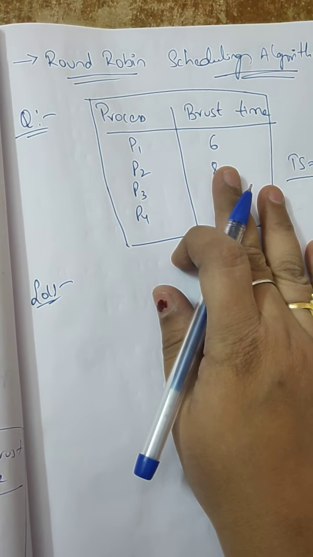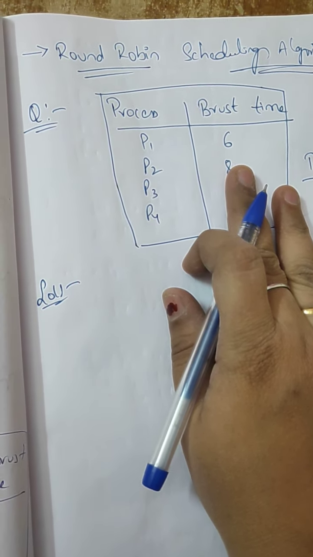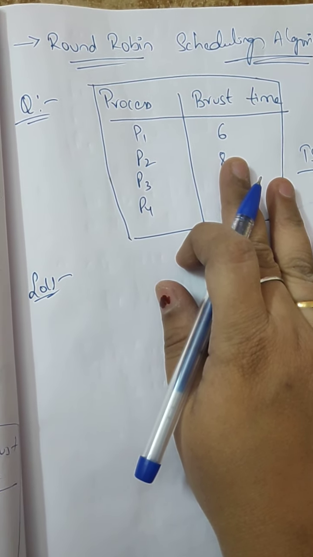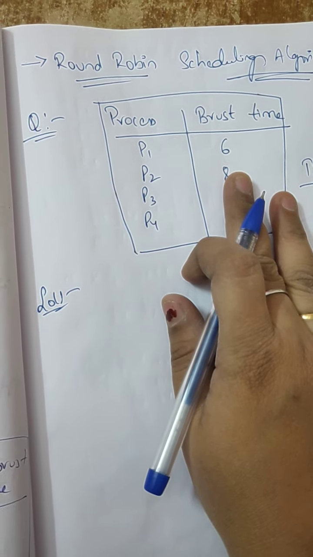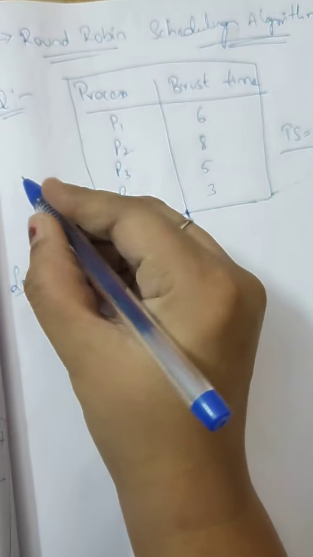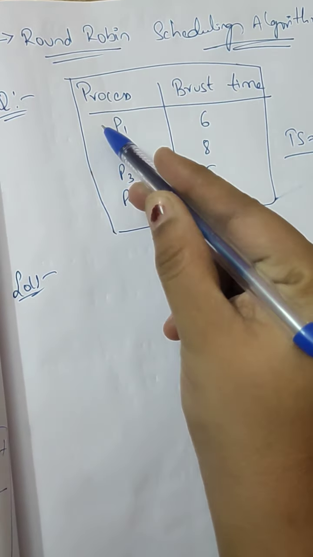This round robin scheduling algorithm is designed especially for time sharing systems, and it works in a round robin manner. That means the ready queue is a circular queue itself. After processing each process, it is added back to the queue again.